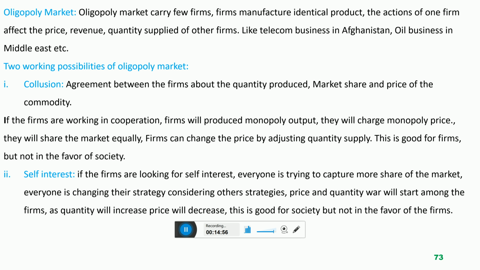So oligopoly market is the market in which few companies are working. Companies supply identical product. The actions of one company affect the decisions of others. So this market is called oligopoly market.